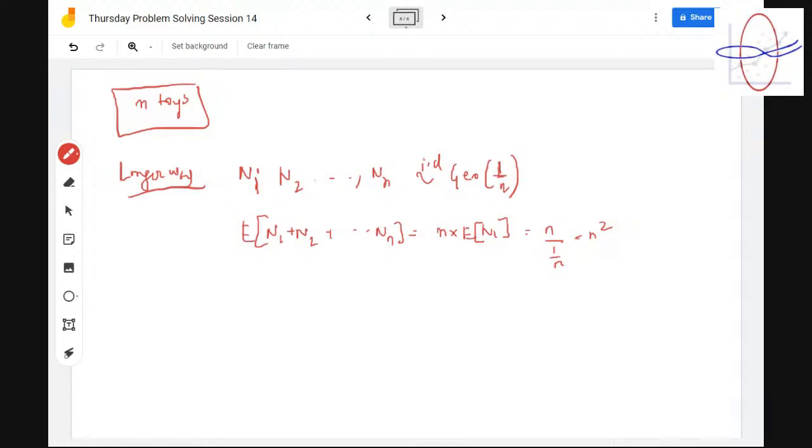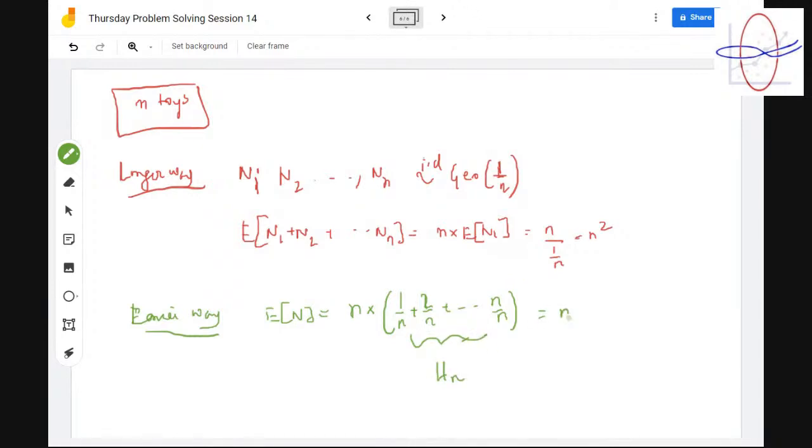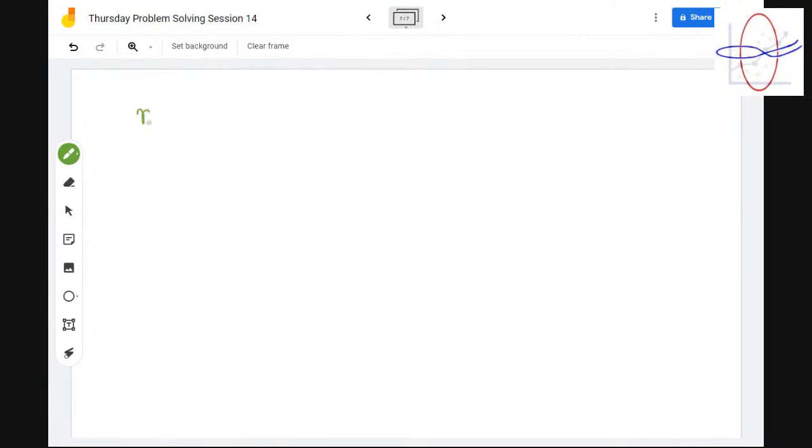All of you understood that for the easy case, we will need n square. But using the easier way that we have done, the actual way, we're getting n into 1 by n plus 2 by n plus dot dot dot n by n. Right? This is called the harmonic number, H_n. So we'll compare these two things mathematically now. Which one is greater? That is, how is n square related to the harmonic number?